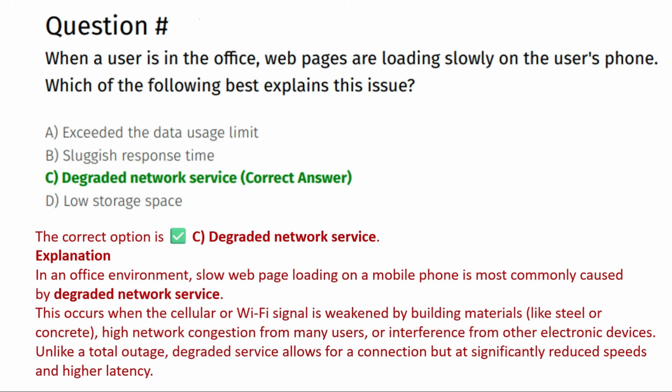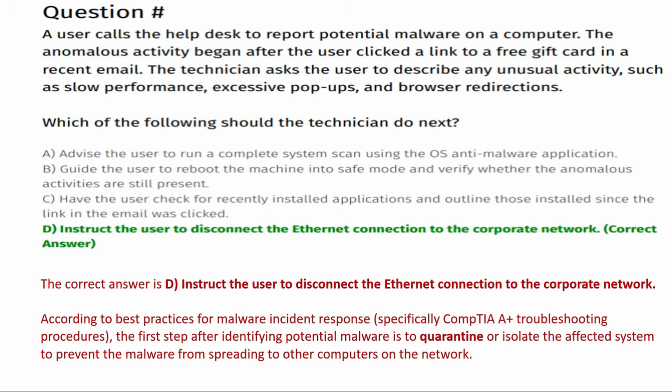High network congestion from many users, or interference from other electronic devices. Unlike a total outage, degraded service allows for a connection but at significantly reduced speeds and higher latency. So that's why the correct answer for this question is option C, degraded network service. So let's move to the next question.